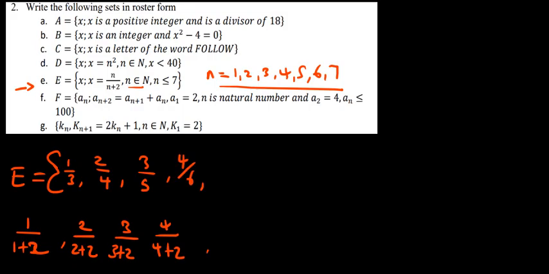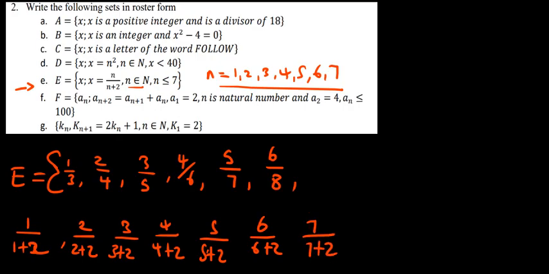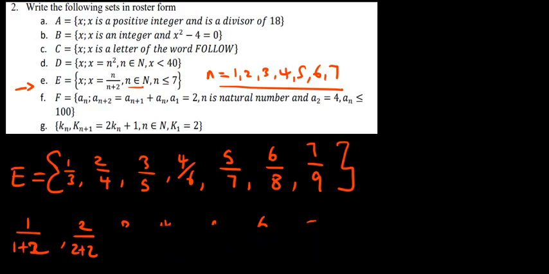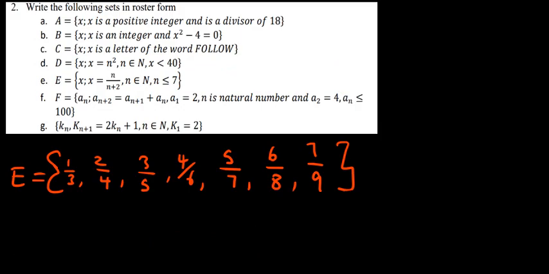The next one will be 5 over 5 plus 2. So that will be 5 over 7, comma. And then the next one will be 6 over 6 plus 2. So that will be 6 over 8, comma. And then we have the 7 now finally. So 7 plus 2. So there we are going to have 7 over 9. And then we close the set. Okay, so that will be the values that we are going to have in that set, which is set E. Okay, so we found set E.